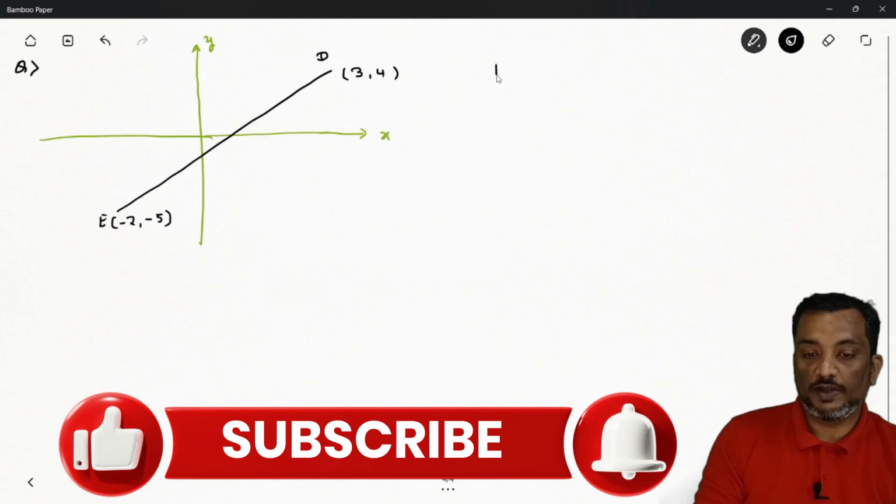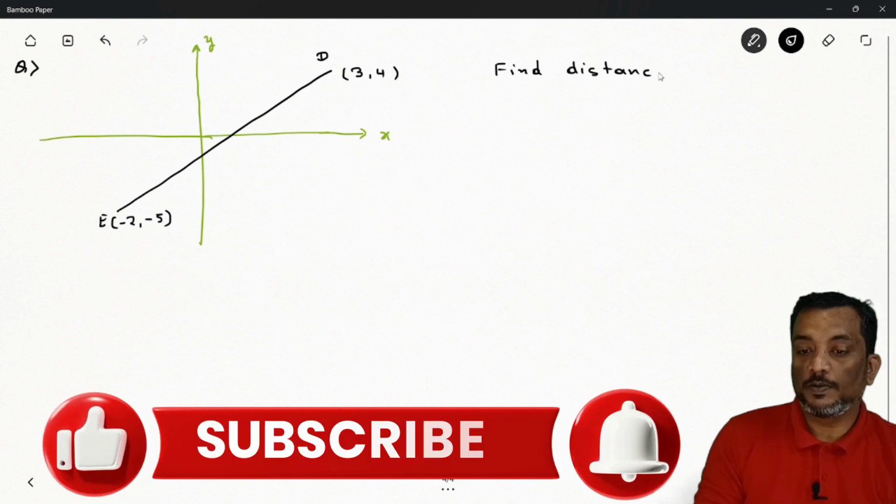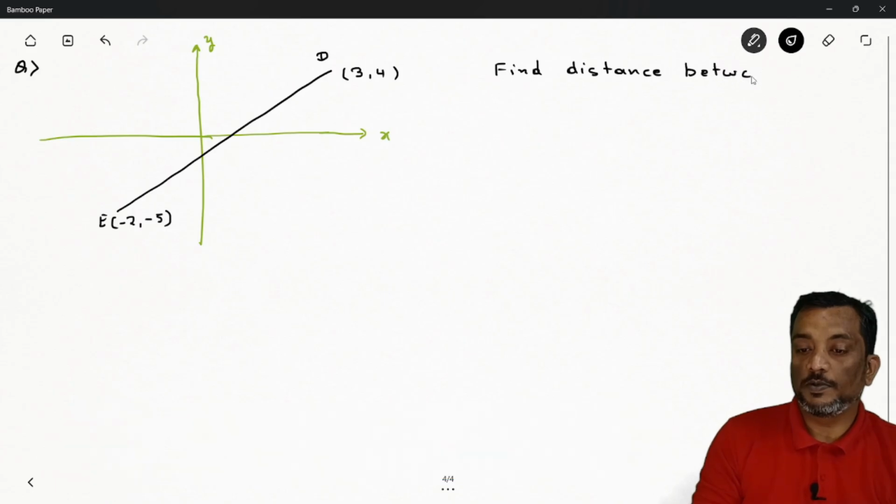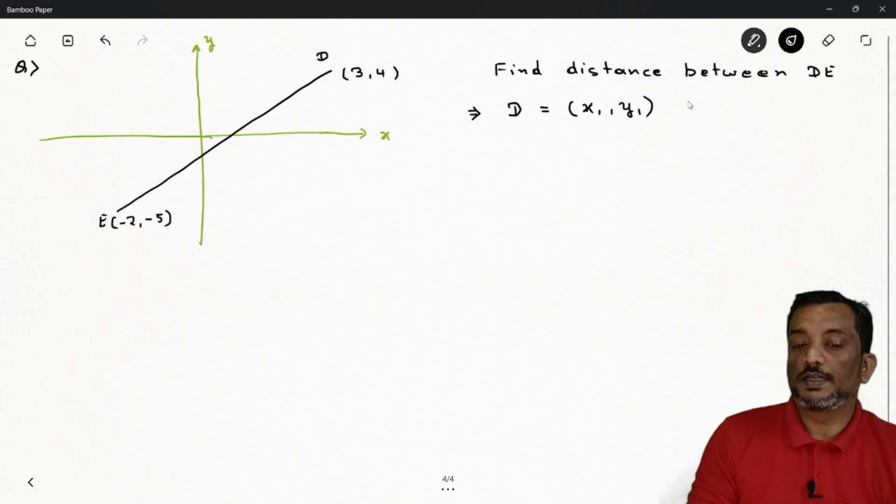So it is saying find the distance between DE. Okay. So simple, you have been given the coordinates. So first, what are the things you have been given? You have to write them. So you can write the D coordinate. D coordinate will act as x1 comma y1. Okay, is equal to how much? 3 comma 4.